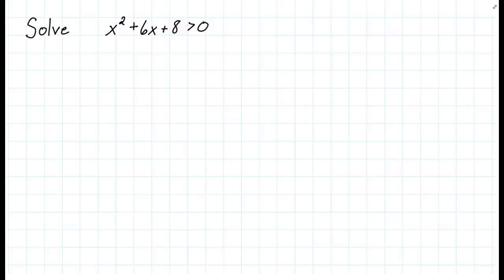So now we're trying to solve an inequality and we don't have the graph to start out with. But that's okay because we know that we're interested in when this function touches the x-axis. That's the only time we can change sign. So let's go ahead and factor this guy and find out when the sign changes.